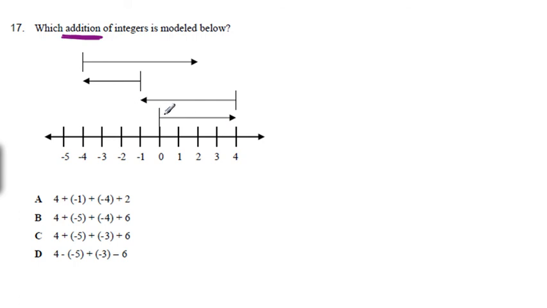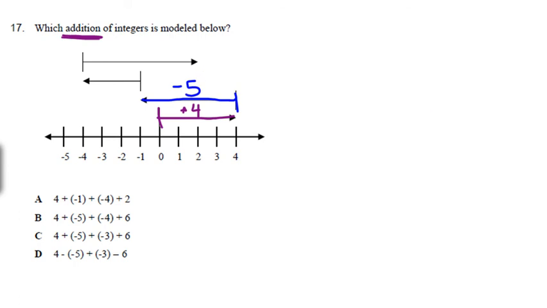So we always start at 0, and we're going to the right, so we're adding positive 4. Okay. If we go to the second part of this, we're going to the left. So we're still adding because it says addition. But this time it's going to the left, so we're adding a negative number. So we count how many times we go left. 1, 2, 3, 4, 5. So we're adding negative 5.